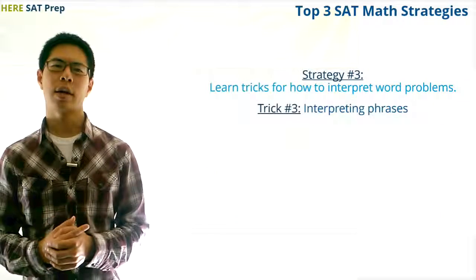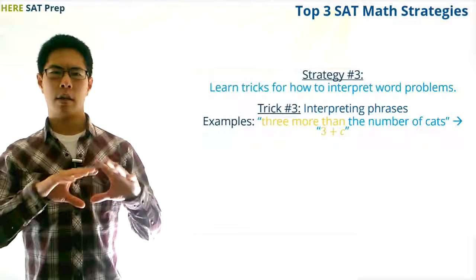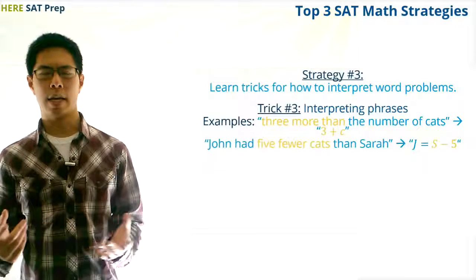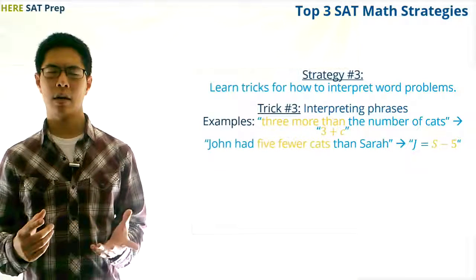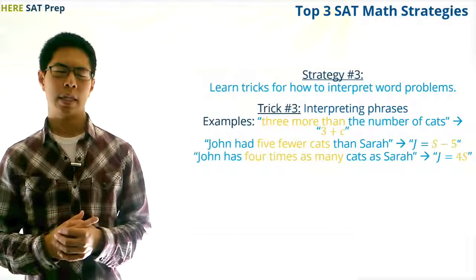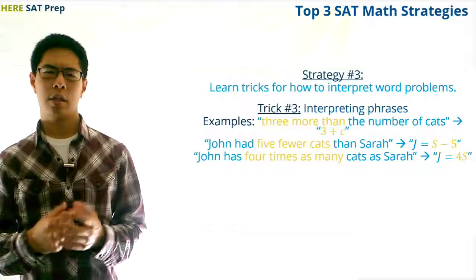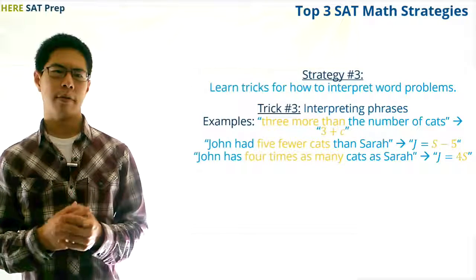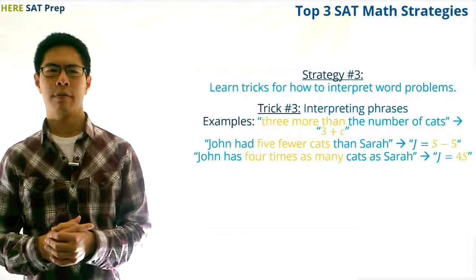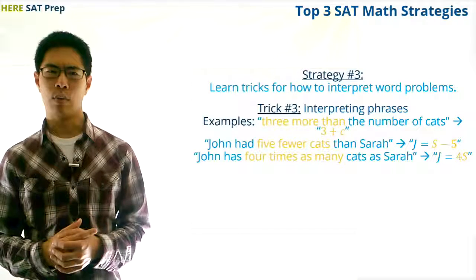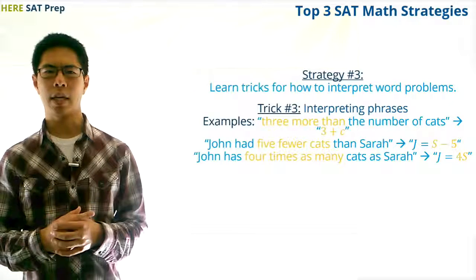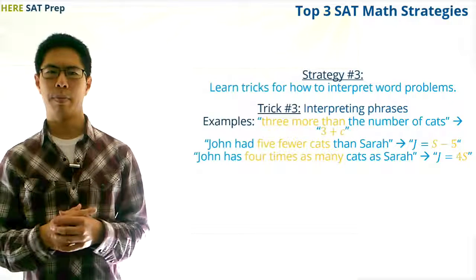Third, another thing to recognize for word problems is that a phrase like 3 more than the number of cats should be interpreted as 3 plus C. A phrase like John had 5 fewer cats than Sarah should be interpreted as J equals S minus 5. And a phrase like John has 4 times as many cats as Sarah should be interpreted as J equals 4 times S. In these examples, the words has or had functions in the same way as the words is and was that we just mentioned. So, when you take the ACT math test, be on the lookout for keywords like these that tell you what kind of math symbol you should replace them with.